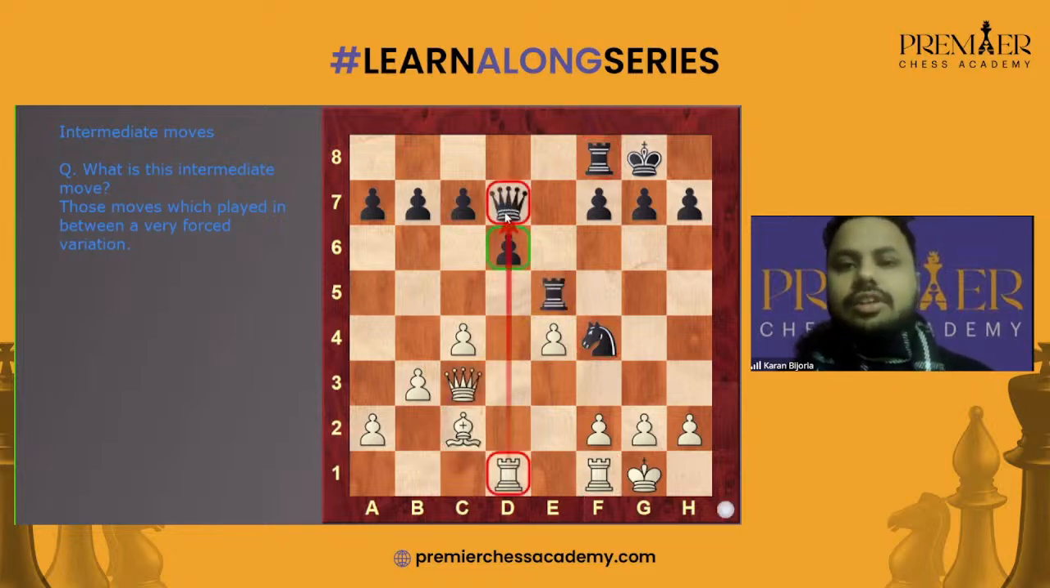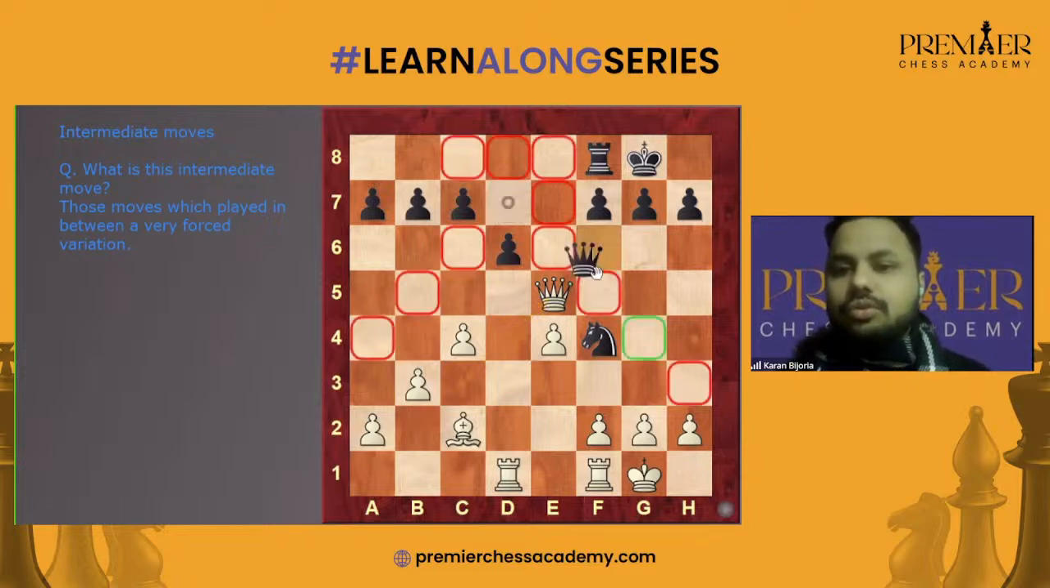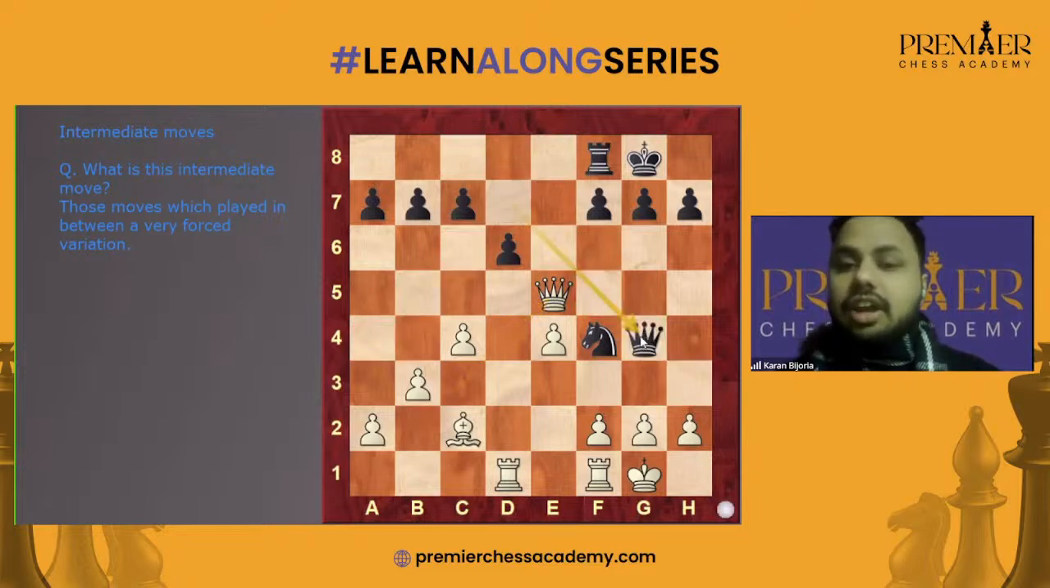Now let's do the unexpected thing, which is known as an intermediate move. We know White captures a rook. Now it is not forced, or you can say we can use an intermediate in-between move in capturing the queen and defending the queen. So what is that move? That move is queen to g4.